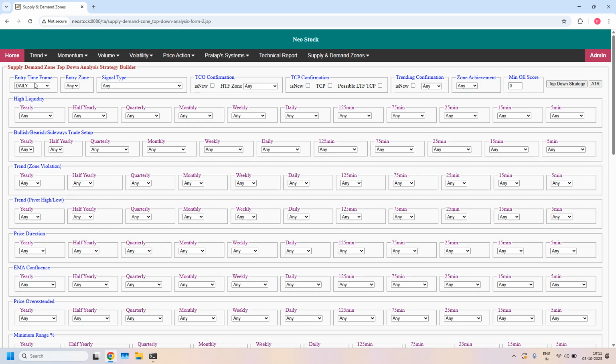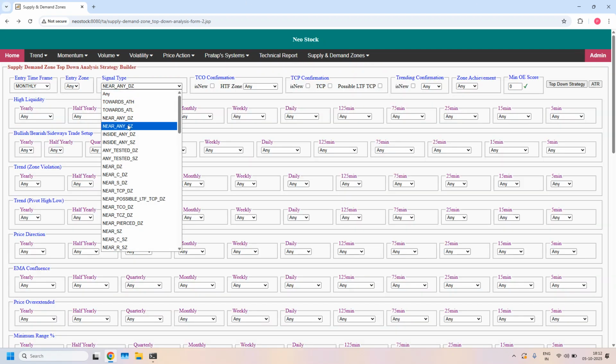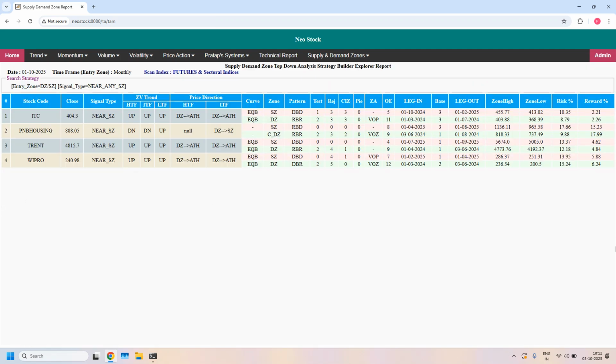Next time frame is monthly. Stocks near to the monthly demand zone. We got 3 stocks. Next, stocks near to the monthly supply zone. We got 4 stocks.